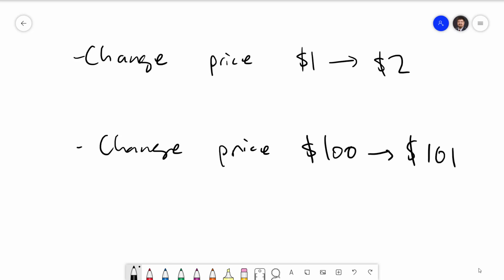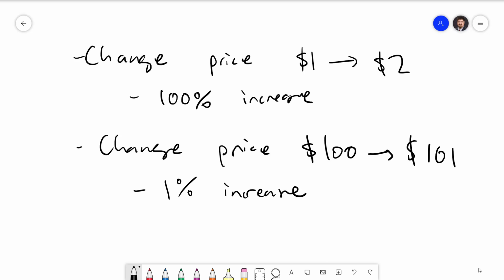If we were to use a linear model, it would assume that the relationship between price and quantity stays the same whether you're going from $1 to $2 or $100 to $101. In reality, consumers are probably going to view these price changes very differently. We can reframe these price changes as, in the first case, a 100% increase, and in the second case, a 1% increase. By using a log model that uses a percentage change interpretation, we can now view these two different changes in a totally different way.